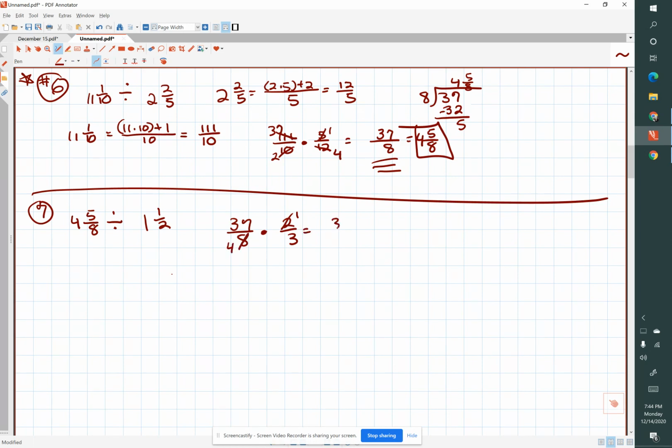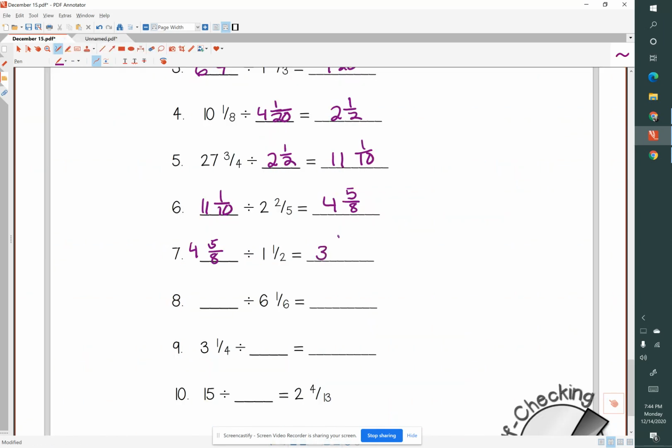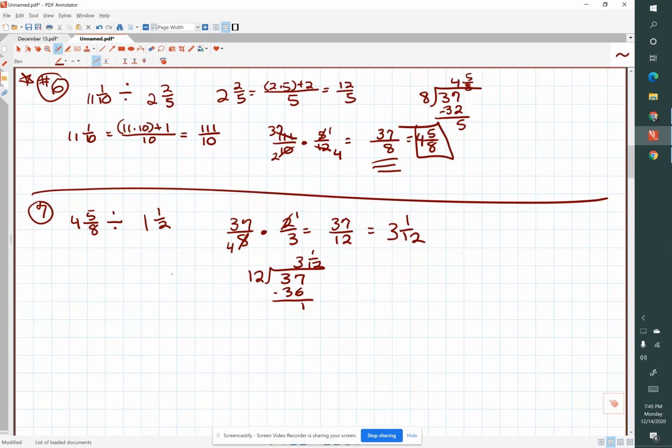So 37 times 1 is 37. 4 times 3 is 12. That's our improper fraction, and our mixed number we get by division. 3 times 12 is 36. And that's 1/12 left over, so that equals 3 1/12. Which we put on the next line. And on to number 8.